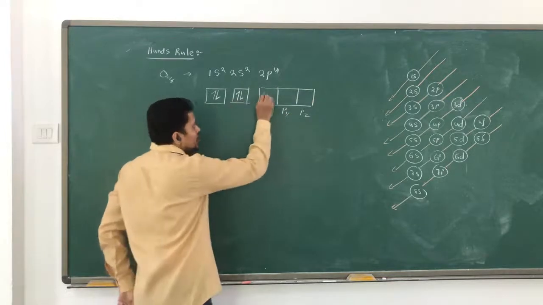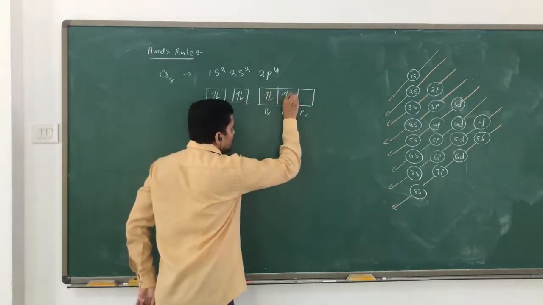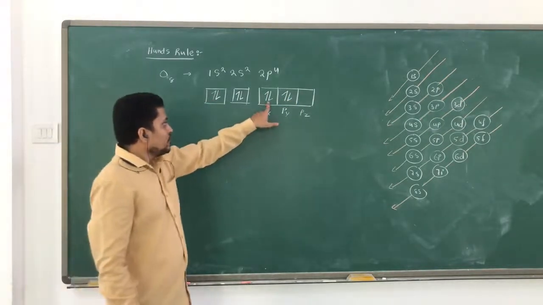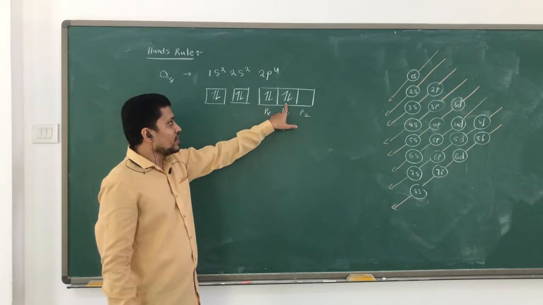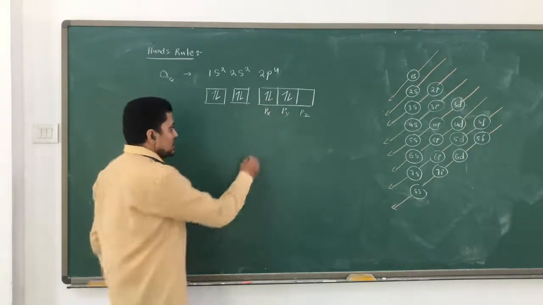So in this p shell, I can fill these electrons in this way: 1, 2, 3, 4. This is one possibility. So first I am just completely filling px, then I am going for py and completely filling py as well. So this is one method.